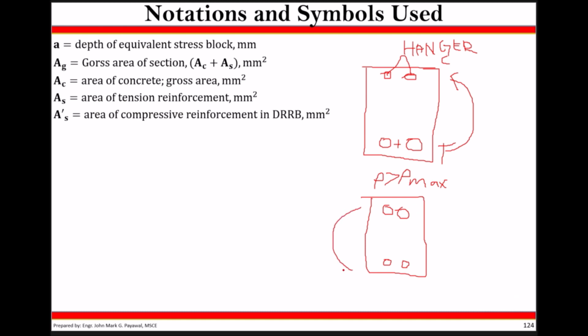It's coming from this up to that. This is your moment, tension at the top, compression at the bottom. This would automatically become your AS, and this one is your AS prime. Why? Because by definition, AS should be the area in tension for reinforcement, and AS prime would be the area of your compressive reinforcement in DRRB.